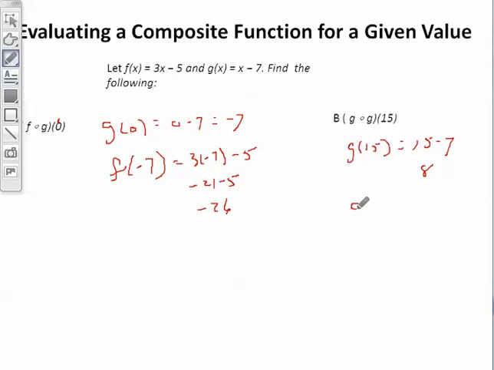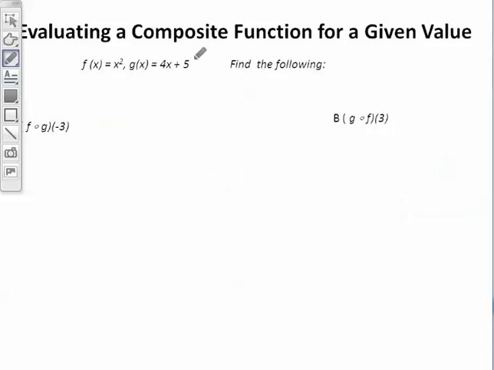So now I'm finding g of 8, which is going to be equal to 8 minus 7, which is going to be equal to g of 15. G of 15 is going to be equal to 1. Okay, that actually does seem a little bit easier, Mr. Green. I wonder if it works every time.